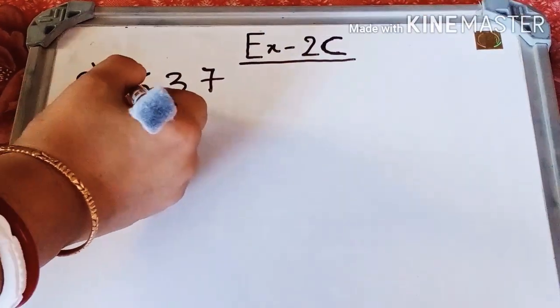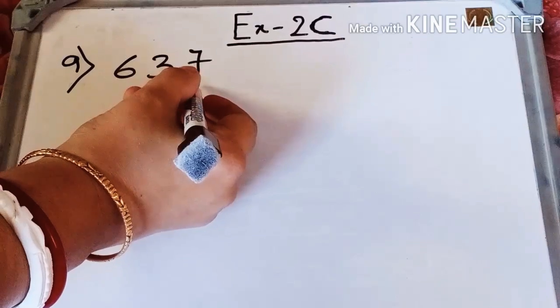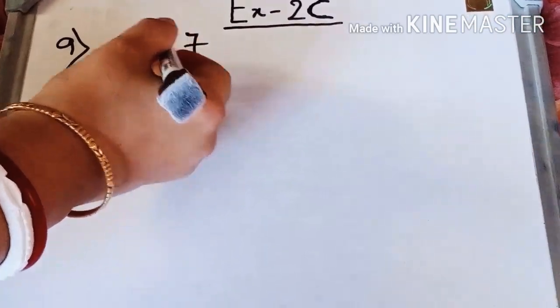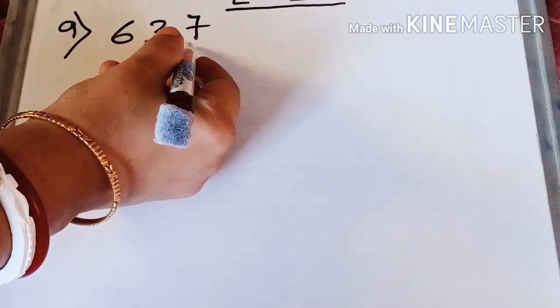We have question number 9, 637. See, 637 is an odd number, so it is not divisible by 2. Again 6 plus 3 plus 7.